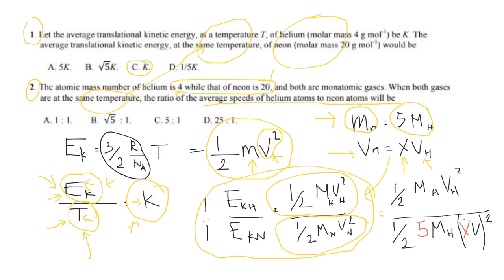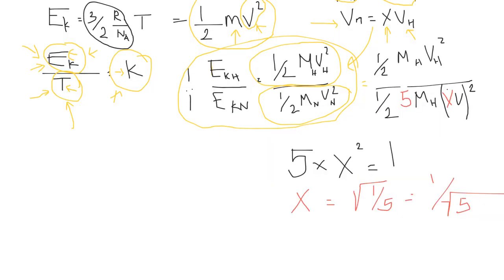So let me make some space. Okay, so let's have a look at that. 5 times x squared gives us 1. So that means that x squared is 1 divided by 5, and then x is the square root of 1 over 5, right? So our answer for x is 1 over square root of 5.